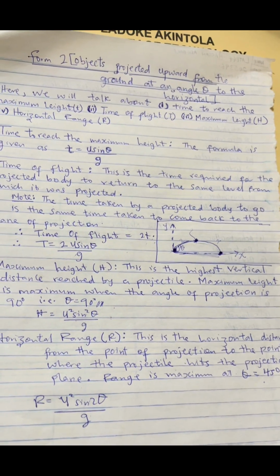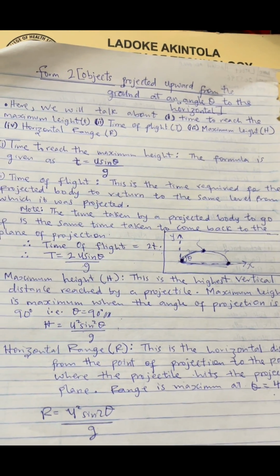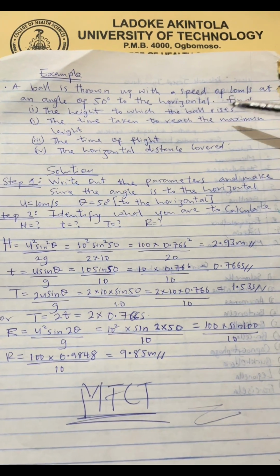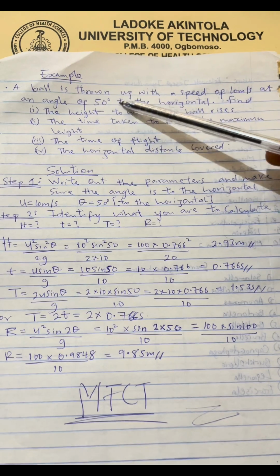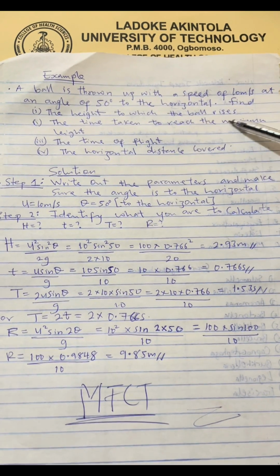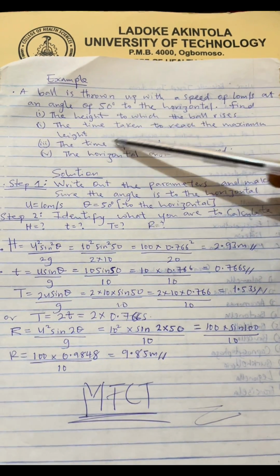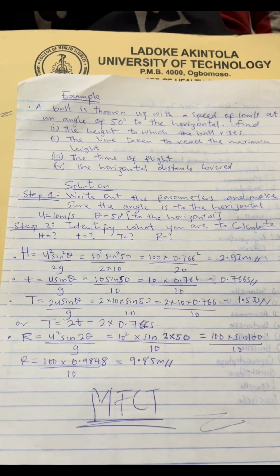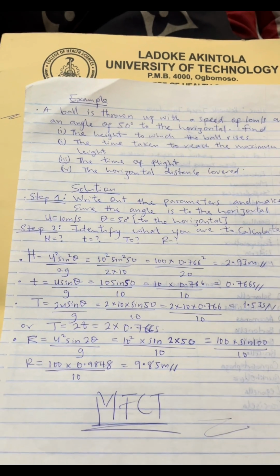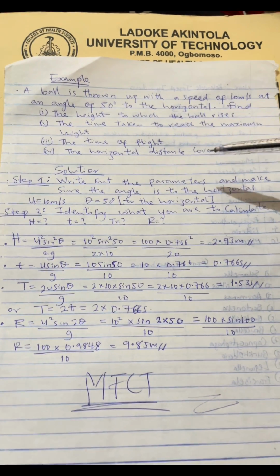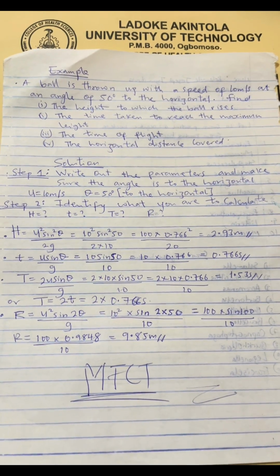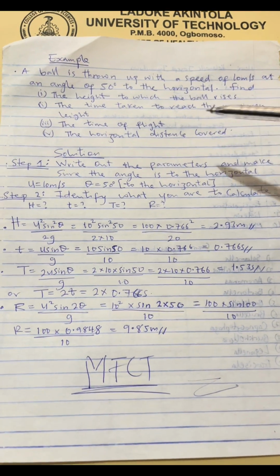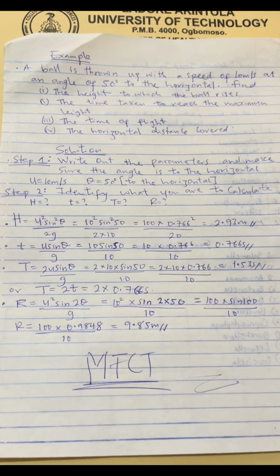So let us look at a typical example to round up this video. A ball is thrown up with a speed of 10 meters per second at an angle of 50 degrees to the horizontal. Find the height to which the ball rises, the time taken to reach the maximum height, the time of flight, and the horizontal distance. Whenever you have a question like this, it depends on the exam you are doing. If you are doing WAEC, they can ask you all these questions. But if the exam is a CBT exam, they can only ask you any of these questions. So that is why you have to know how to solve everything.